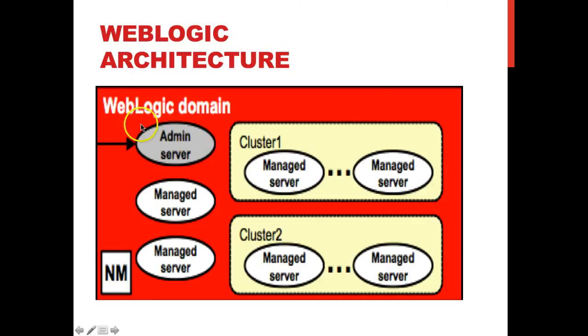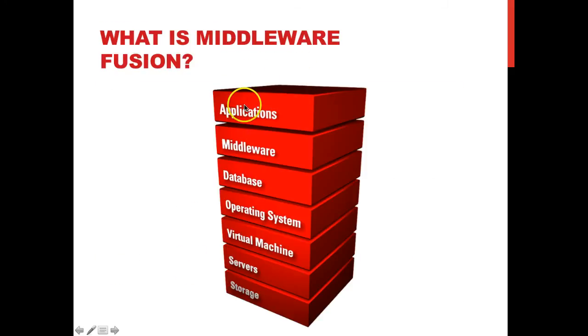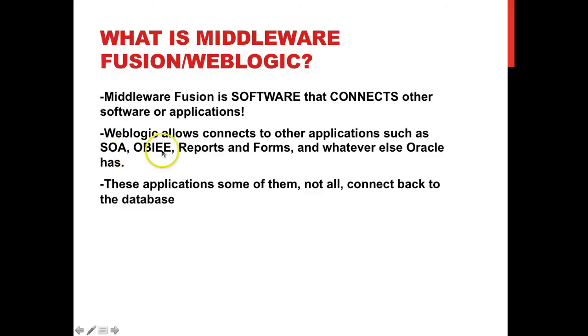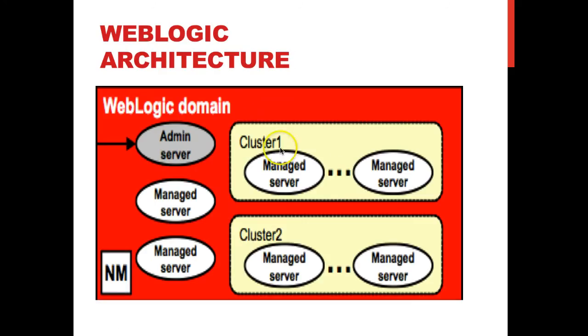So then you create other servers. So you create managed servers. Guess what's going to go on your managed servers? Let's go back to the document right quick. See this? Applications. So you have the middleware, which is going to be WebLogic, and then you have your applications. So we would put SOA, OBIEE, reports and forms, or any other application that Oracle has created. So again, this could be SOA, and this could be OBIEE.